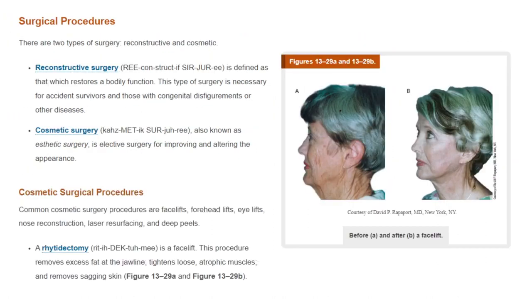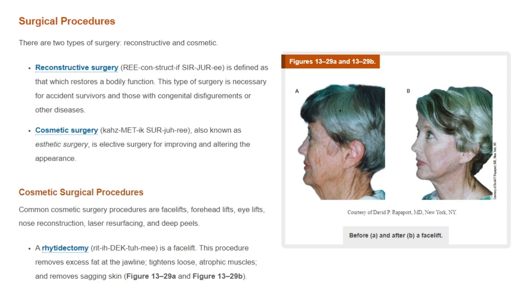Surgical procedures. There are two types of surgery, reconstructive and cosmetic. Reconstructive surgery is defined as that which restores a bodily function. This type of surgery is necessary for accident survivors and those with congenital disfigurements or other diseases. Cosmetic surgery, also known as aesthetic surgery, is elective surgery for improving and altering the appearance.